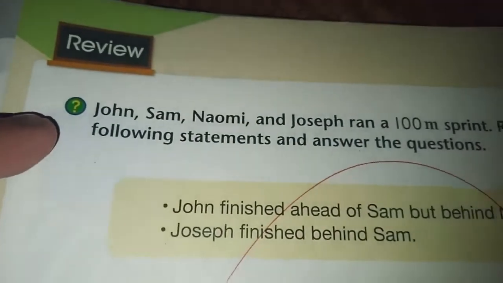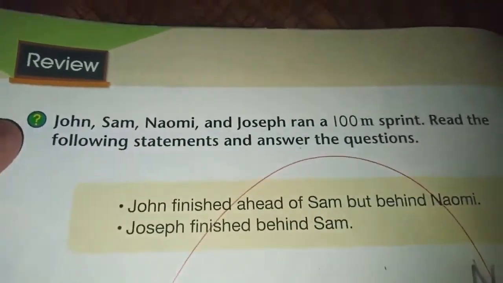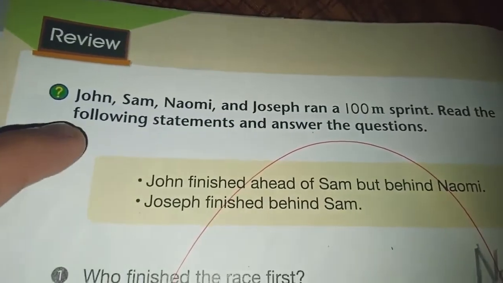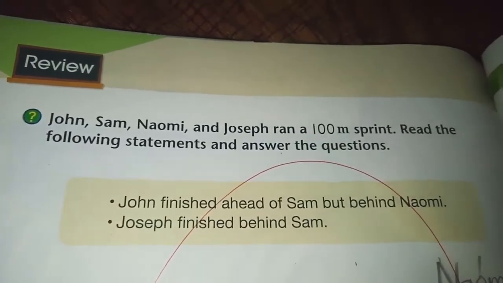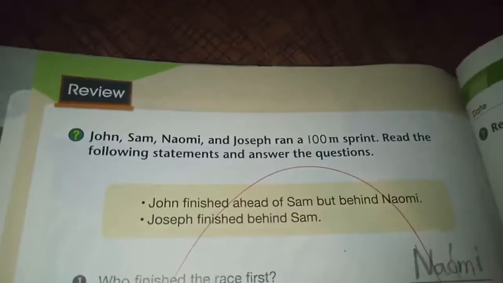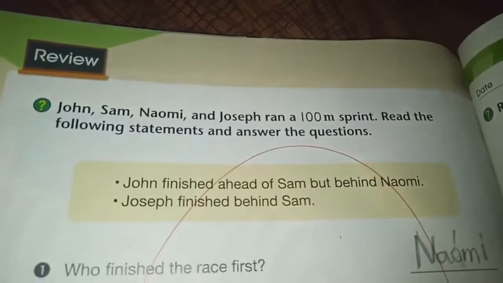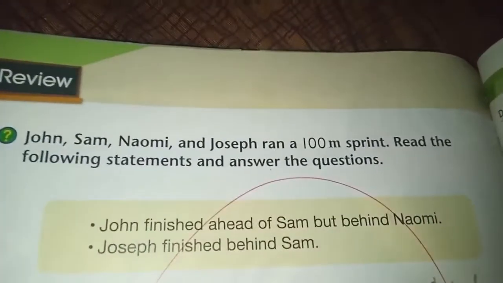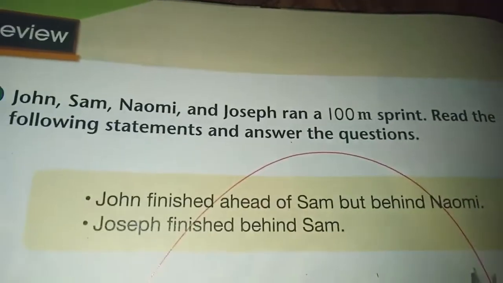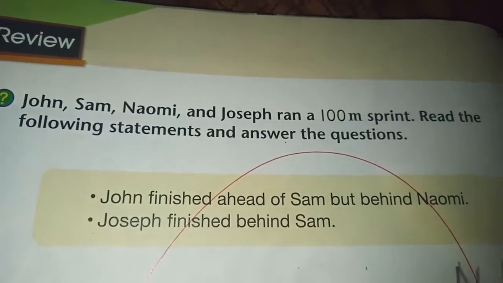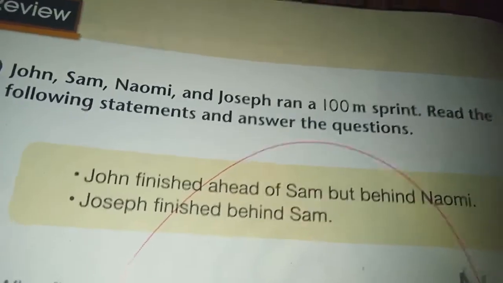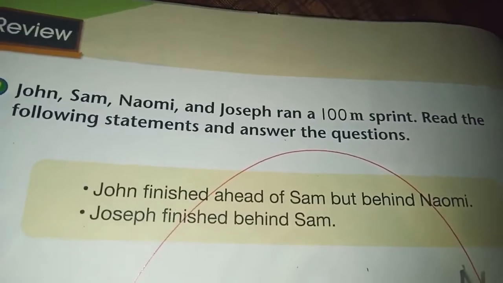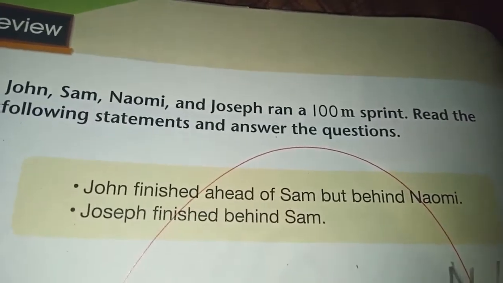So, on the review page, the instructions read: John, Sam, Naomi, and Joseph ran a 100-meter sprint. Read the following statements. John finished ahead of Sam but behind Naomi, and Joseph finished behind Sam.